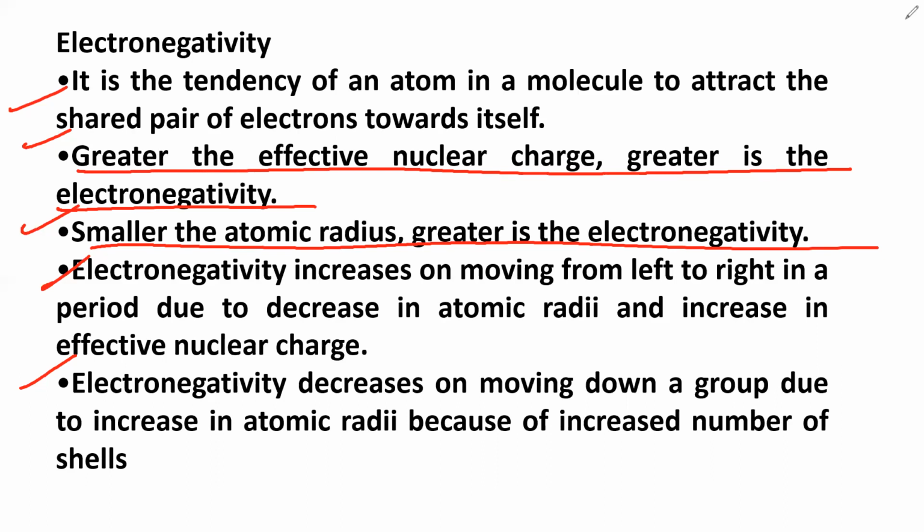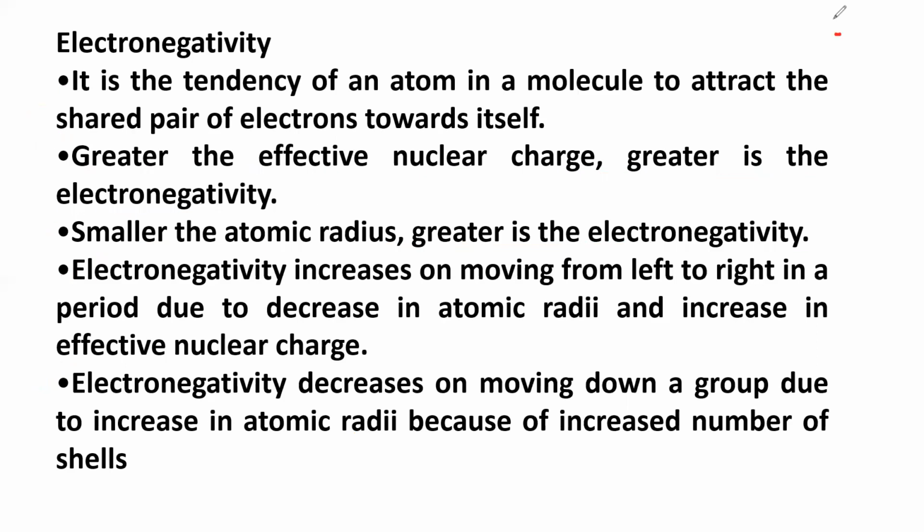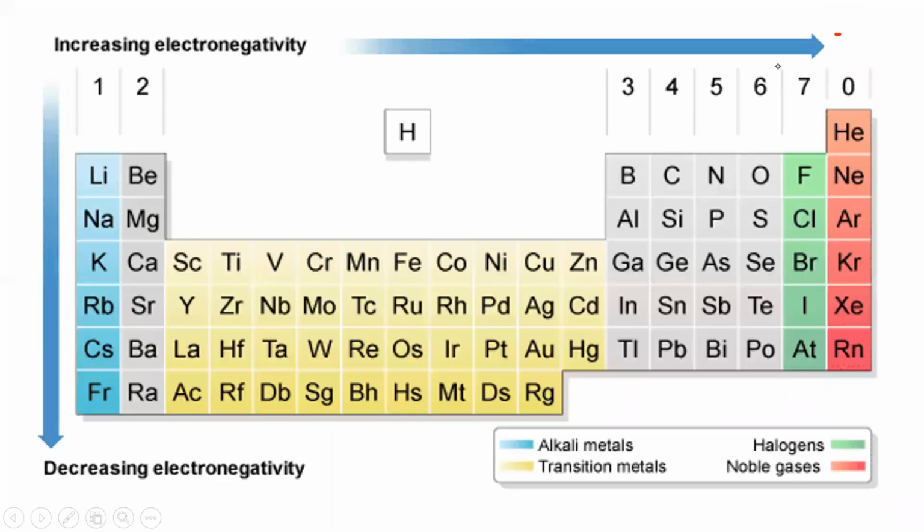Next, this final statement. Electronegativity decreases on moving down the group due to increase in atomic radii because of the increased number of shells. As the number of shells increases, atomic radius increases, and as atomic radius increases, electronegativity decreases. I hope it is clear now. Next, you can see in this table clearly: from left to right, electronegative character increases, and down the group, electronegative character decreases.